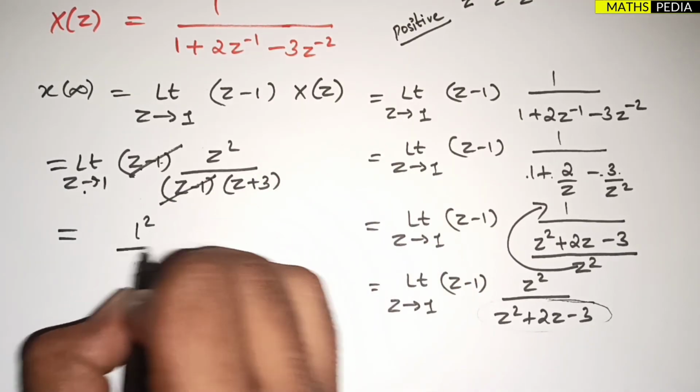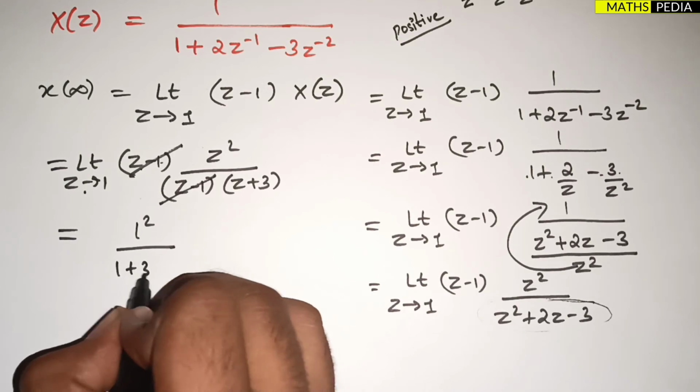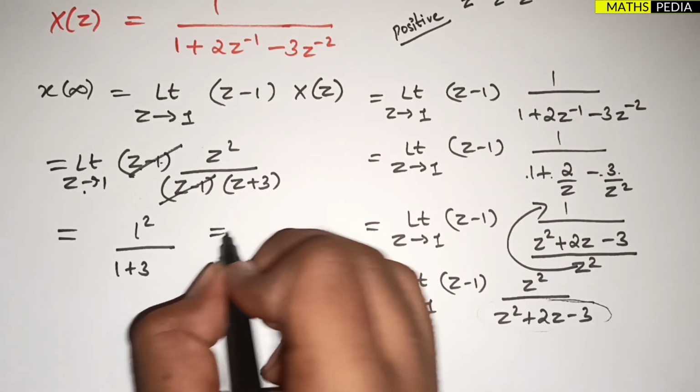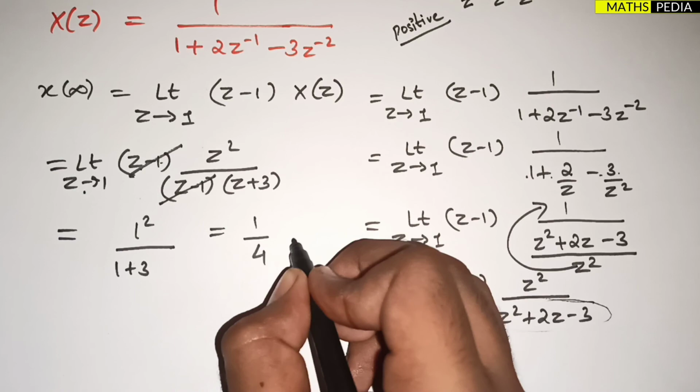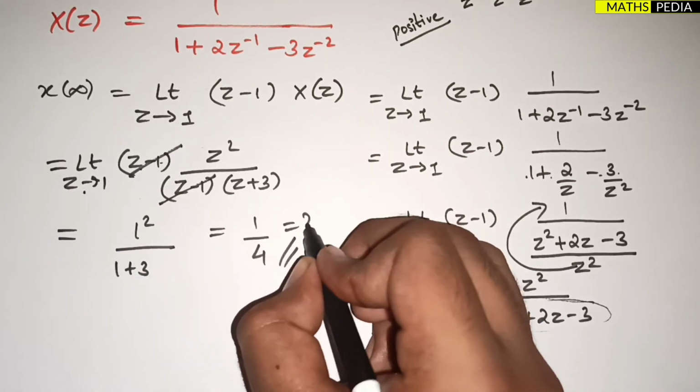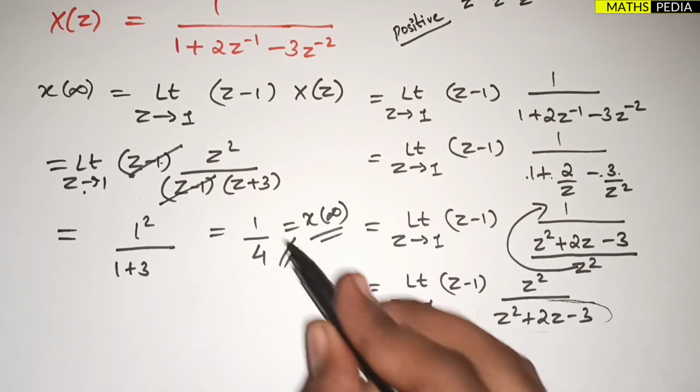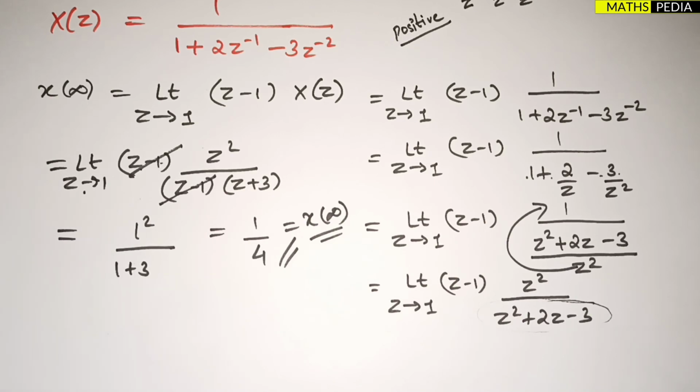So 1 square by 1 plus 3, simple. So this will be 1 by 1 plus 3, which is 4. So the x of infinite value is what? The final value of this function is given as 1 by 4, correct?